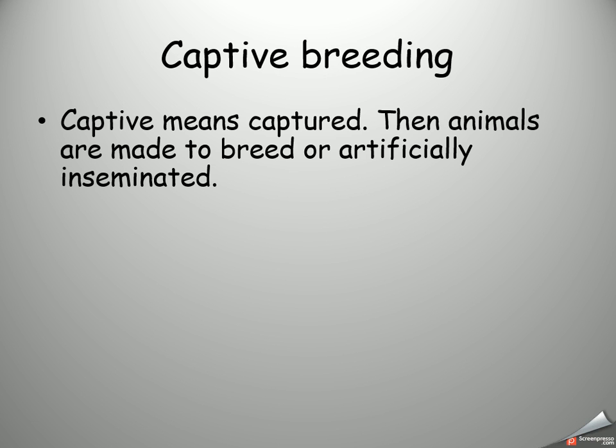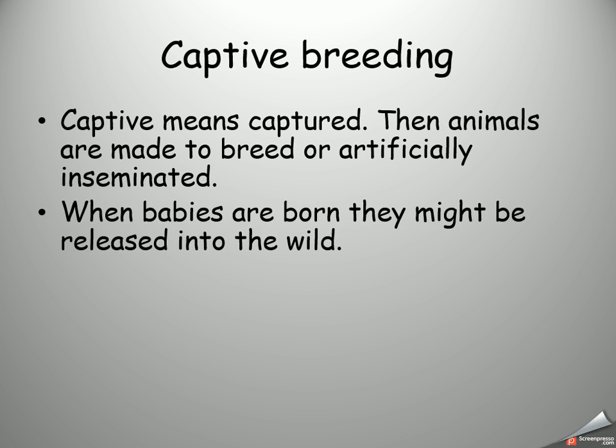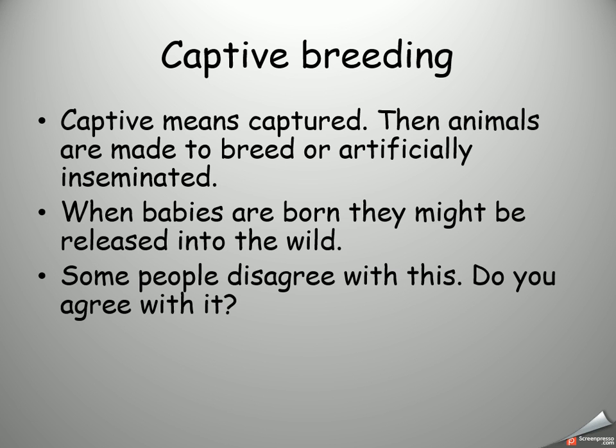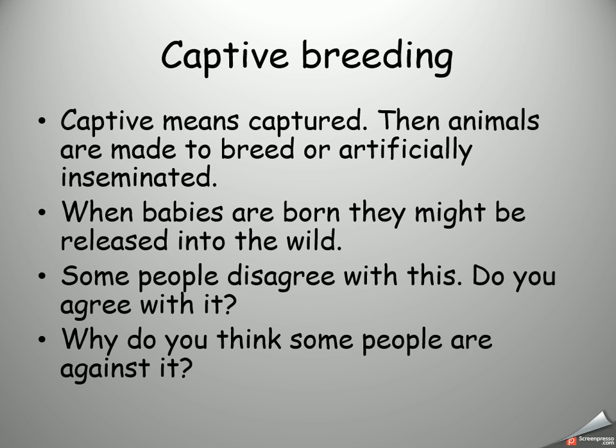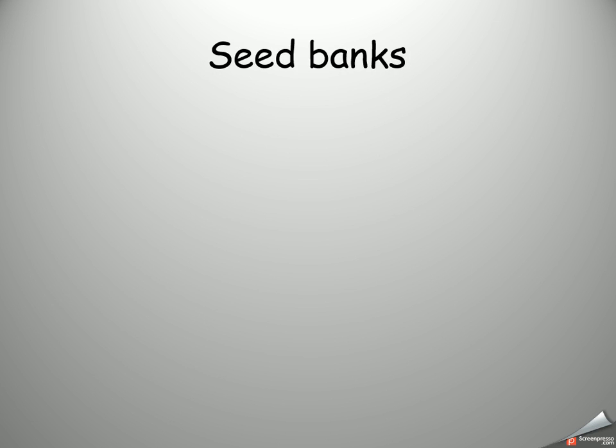So captive breeding, captive means captured. These animals are bred artificially or allowed to breed or artificially inseminated, and when babies are born, they might be released into the wild. Some people disagree with this. Again, this was the class discussion that we had, that maybe these captive bred animals can't be released back into the wild because they haven't learnt the necessary skills to be able to deal with it.